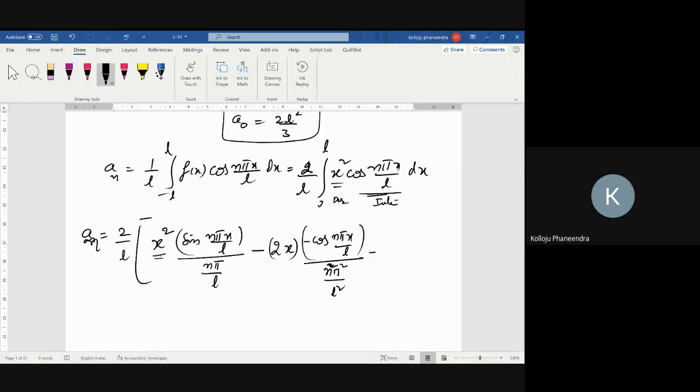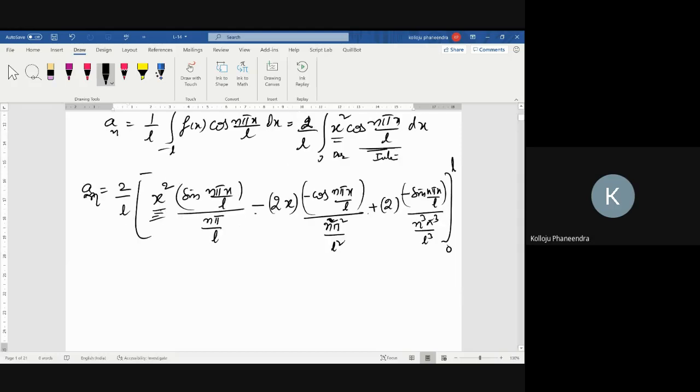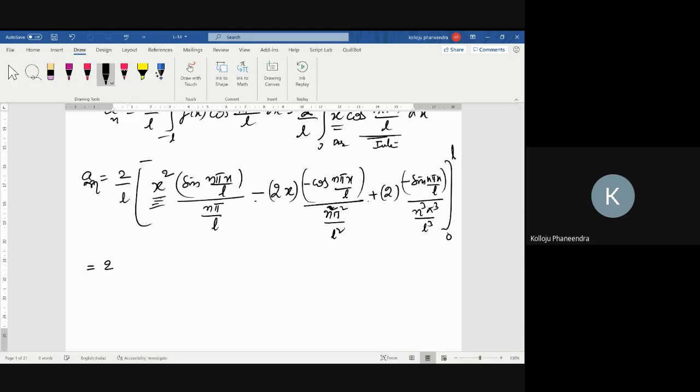Next one, plus. 2x derivative is 2. Again, cosine integration is sine n pi x by L by n pi by L into n square pi square by L square, that is n cube pi cube by L cube. This is totally between 0 to L. Repeated by parts formula: derivative part derivative, integrating part integration. That is equal to 2 by L.